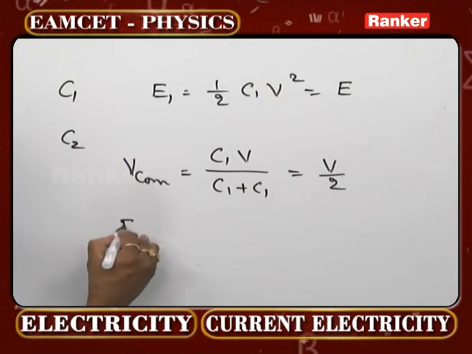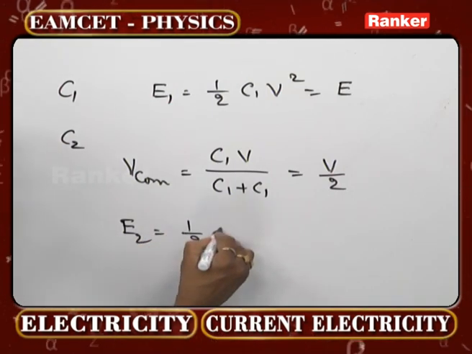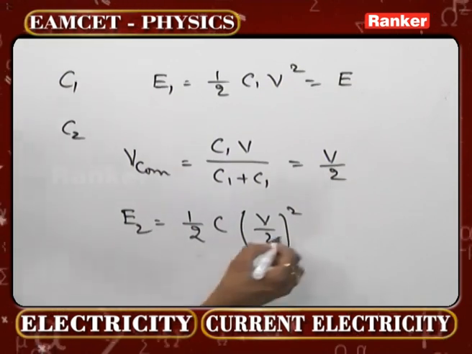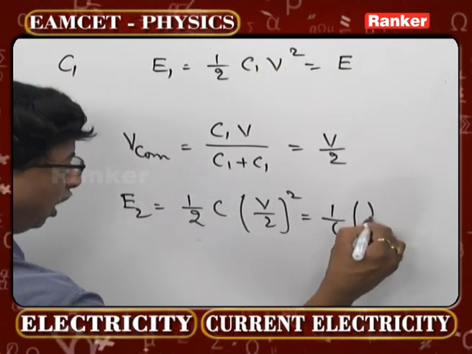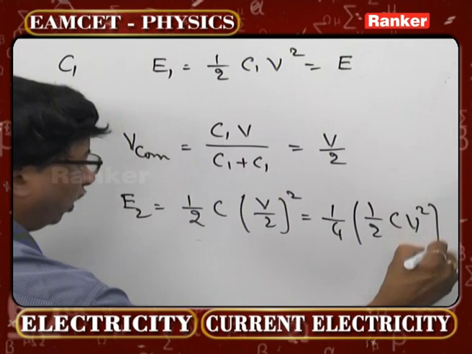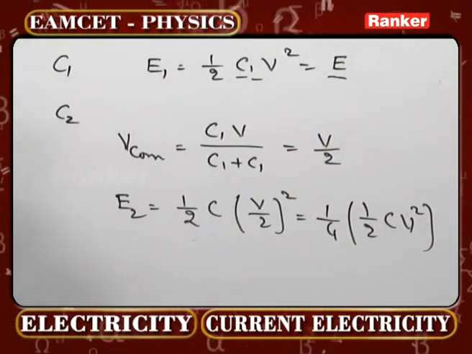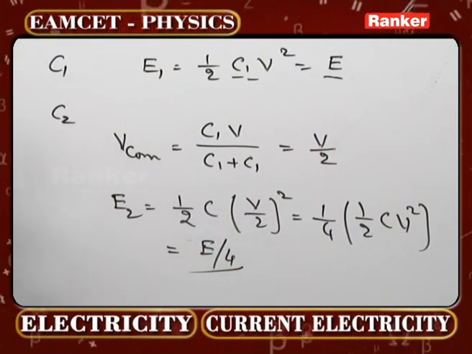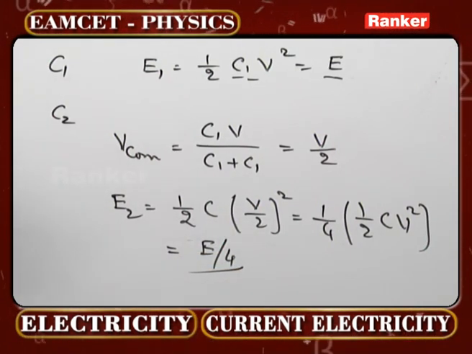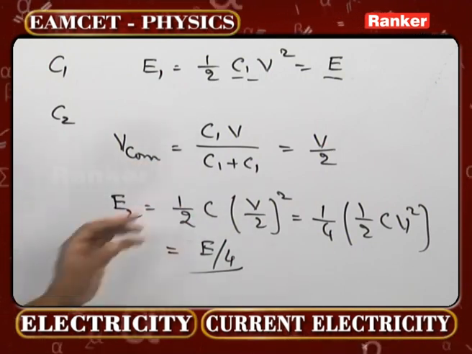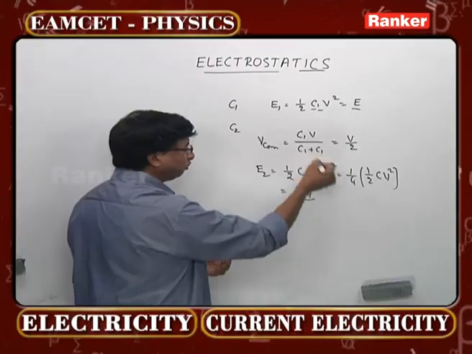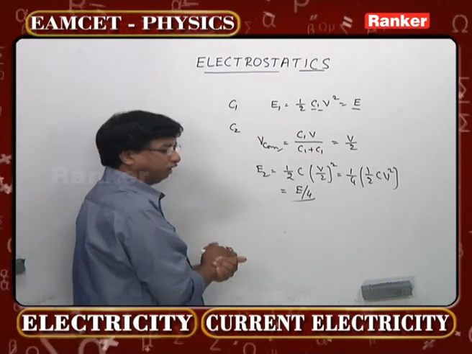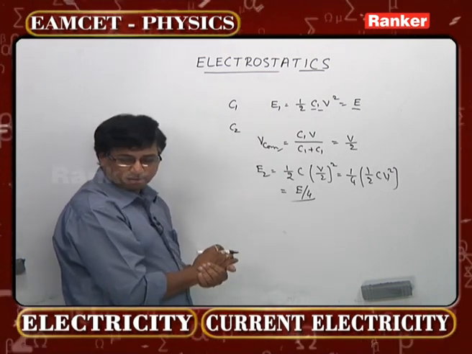Now automatically what will be the energy? Half C into V by 2 whole square. V by 2 whole square, is it not 1/4 of half CV square, please? What is half CV square? Already given to you as E. Then what will be your answer ultimately? It should now be 1/4 of the total value. That means the option must be the third option over here. That is the concept what you need to understand. So how to calculate common potential, I think all of you are following. Come to the next one, that is problem number 10.